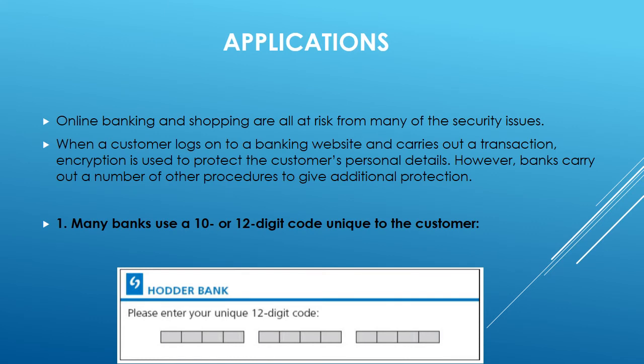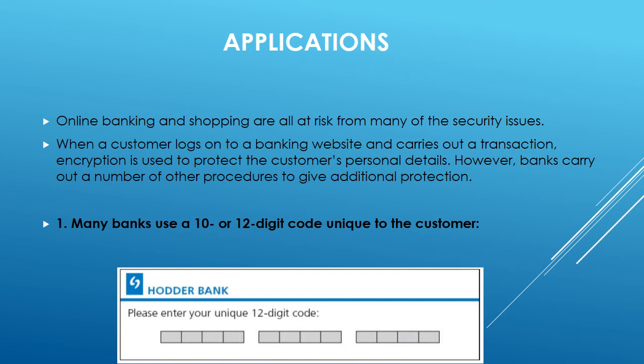Now let's discuss a few applications. Online banking and online shopping are all at risk from many of the security issues described earlier in this lesson. We will now consider some of the ways banks protect their customers from online fraud. The following notes are in addition to safeguards such as encryption, SSL, virus scanners, and many of the other ways described earlier in this lesson.